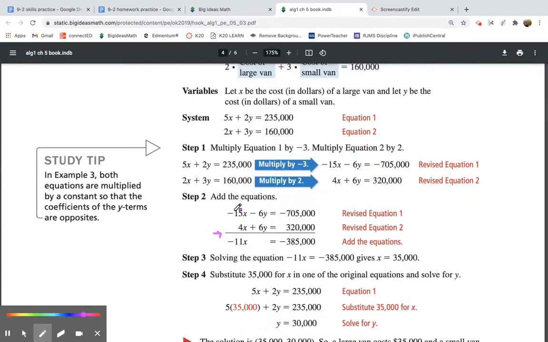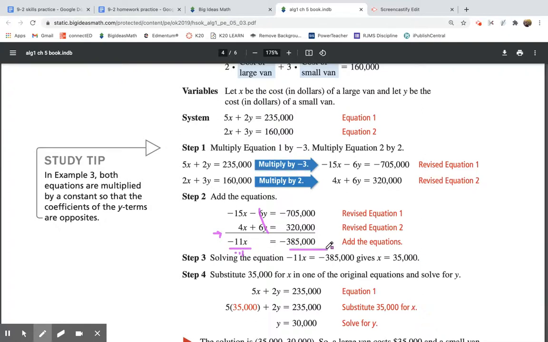So we line them up. -15X plus 4X is -11X. -6Y plus 6Y cancels. That was the whole point that we multiplied. We were eliminating our Y so that we can solve for X. And then -705,000 plus 320,000 is -385,000. So here's our new equation. We divide both sides by -11.